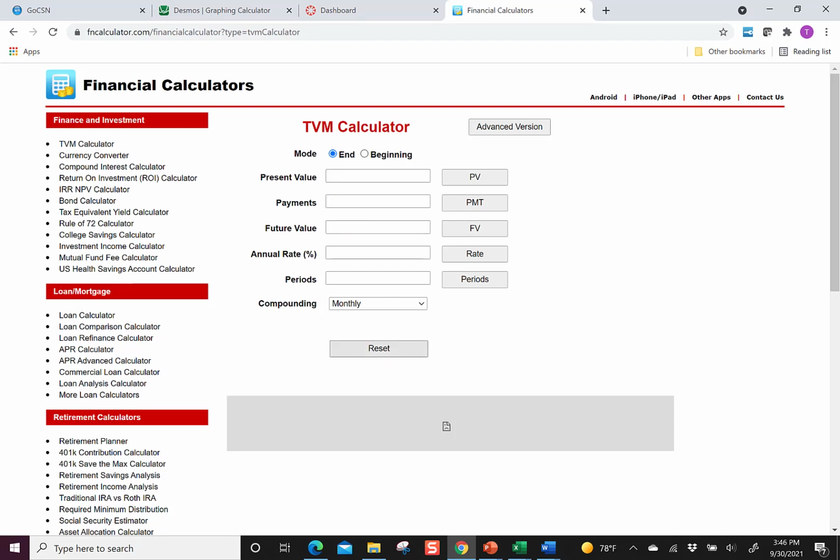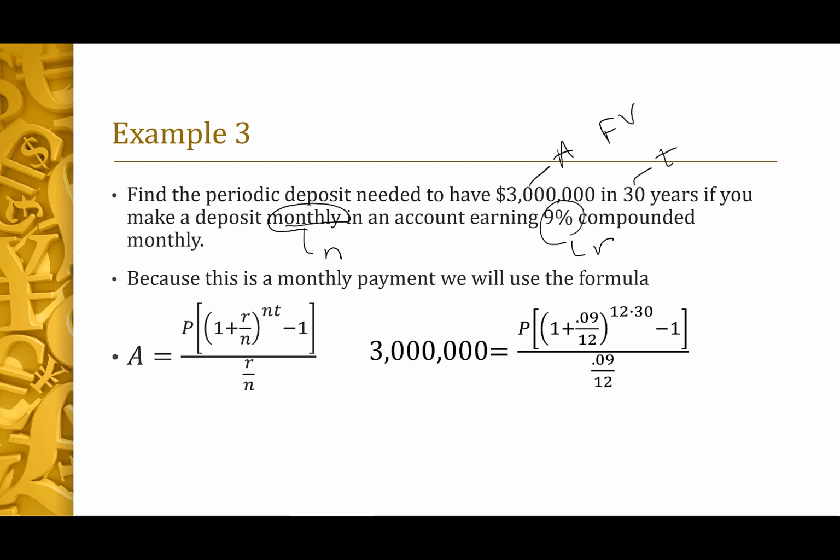So I'm going to hit reset. Reset just clears everything out and says, okay, present value 0. And then the payments, that's what we're looking for. The future value is $3 million. Our interest rate was 9%. And then the periods, well, we had 30 years and we're going to make 12 payments a year. So that would be a total of 360. It's on monthly. Go to payment and it says $1,638.68.